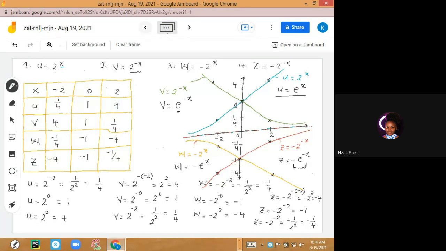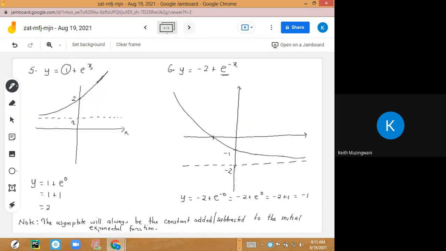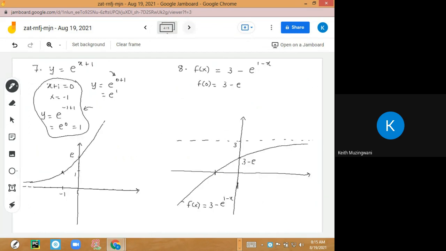So if there's no constant, then the y-intercept is always going to be plus 1 or negative 1, if there's no shift. One, there's no constant being added. Two, the power is just x. If there's a constant, it's no longer 1. If the power has an addition, it's no longer 1. Or any subtraction, it's no longer 1.